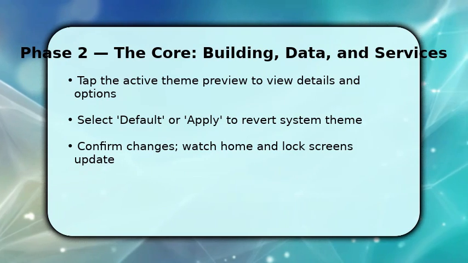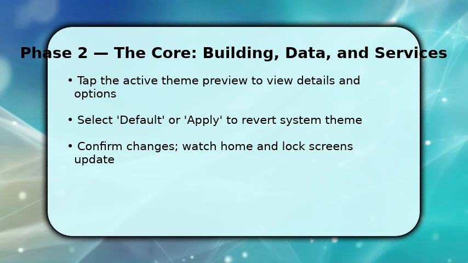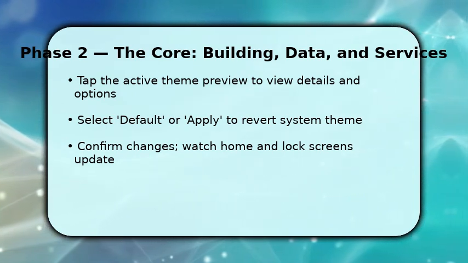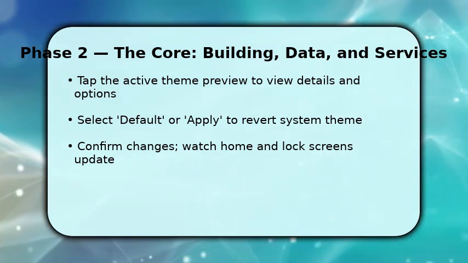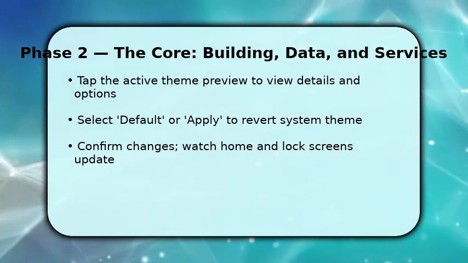Now that you see the theme details, tap the button labeled Apply or the Default option. This is how you revert to the system theme. Once you choose Default, the phone will prompt for confirmation. Accept it so the device can replace icons, wallpapers, and fonts.